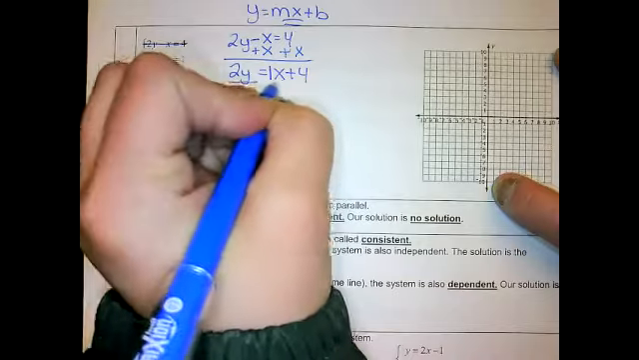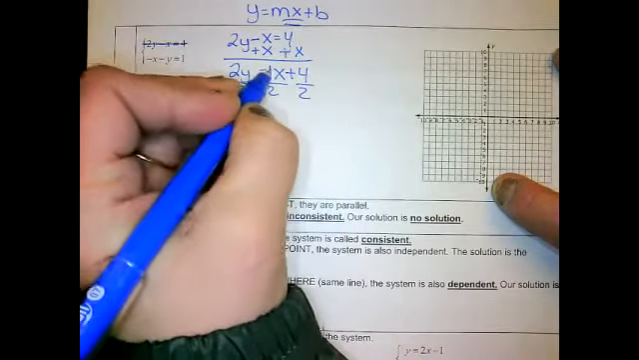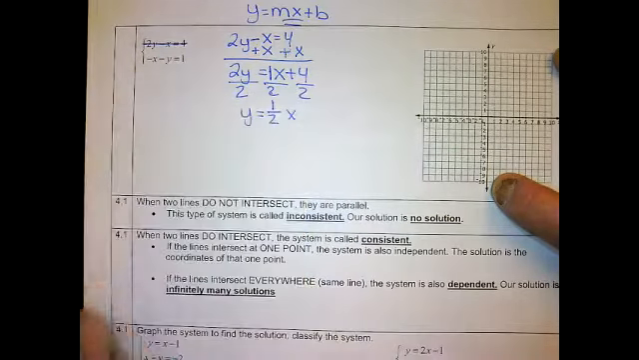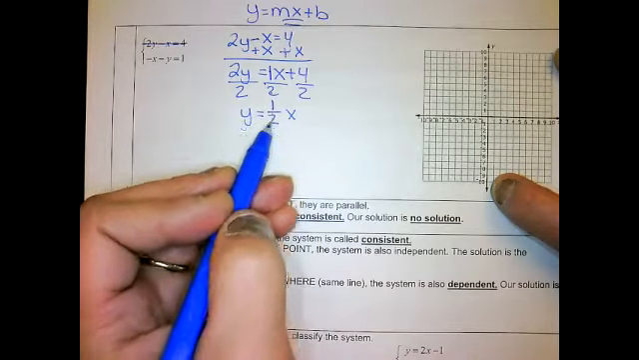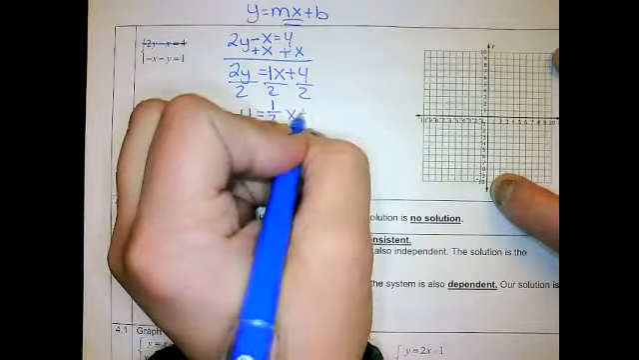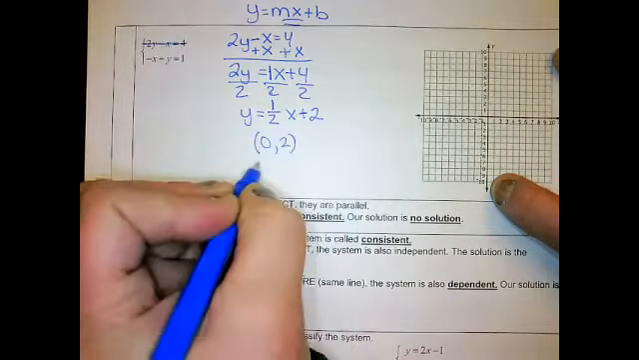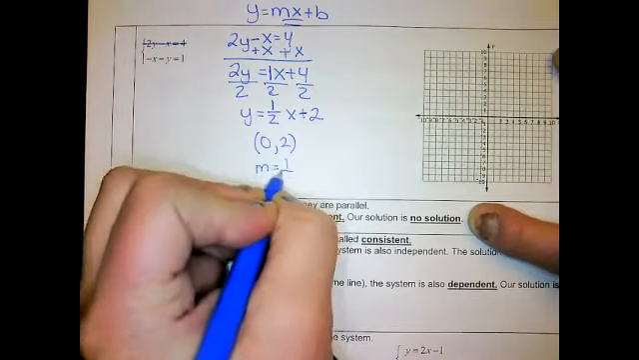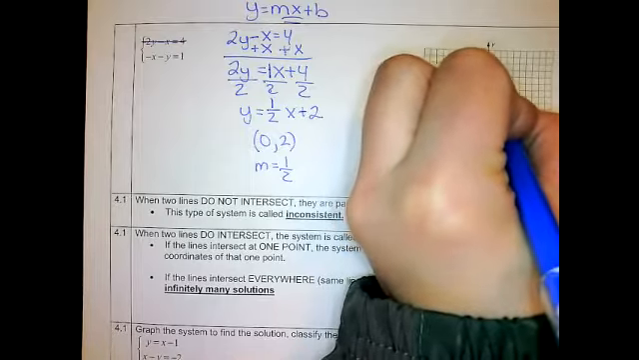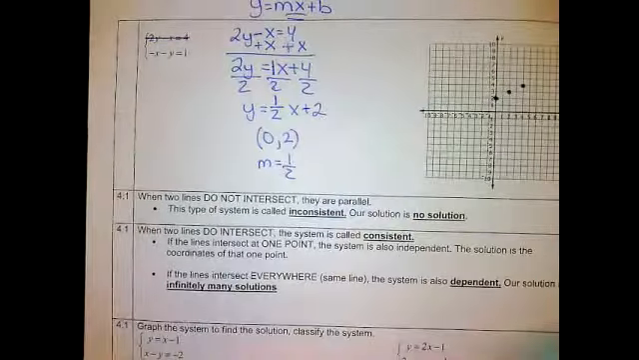So now I have to divide every single term by 2. So that gives me y equals, now that's 1 over 2, which is 1/2 x. Okay, a lot of students, if you don't put that 1 there, you put a 2 instead and you make a mistake. Okay, plus 4 divided by 2, which is 2. So now my y-intercept is 0, 2, and my slope is 1/2. I'm going to plot 0, 2, and from there go up 1 over 2.